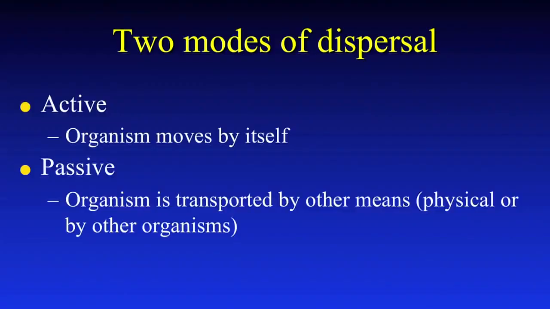They talked about two modes of dispersal. First of all, active dispersal, where, for example, a bird migrates, or organisms that move by themselves, and passive dispersal, in which the organism is transported by other means, either physical or by other organisms.